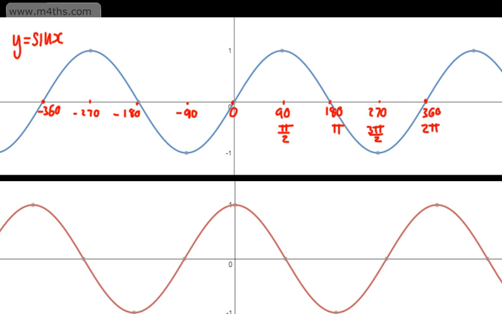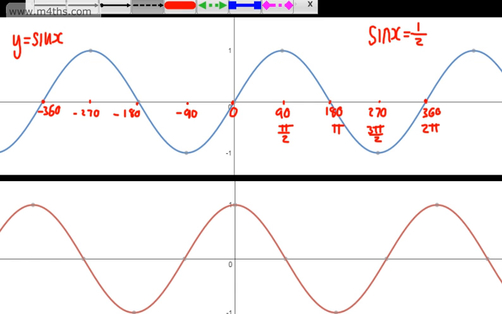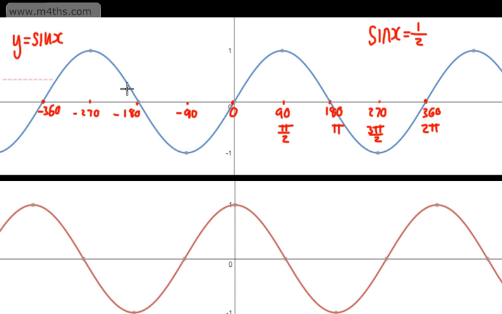Okay, let's say we were asked to solve an equation. The equation I'm going to try and solve is sine x is going to be equal to 1/2. This is going to give us a nice solution. Now I might be given an interval that I need to solve this between, 0 and 360 degrees. If I draw a line across, that is where sine x is equal to 1/2. Y is 1/2, so let's just make that a bit more accurate.